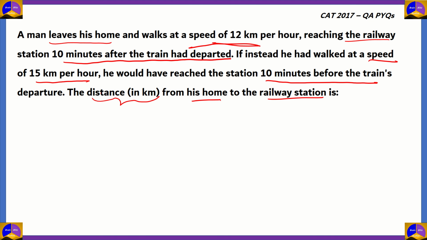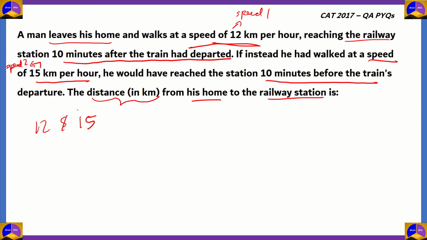So, how do we solve this question? Well, this question requires us to again go back to substitution and the usage of tables. All right, now we know that speed 1 is 12 kilometers per hour, and speed 2 is 15 kilometers per hour. Okay, so we have 12 and 15.